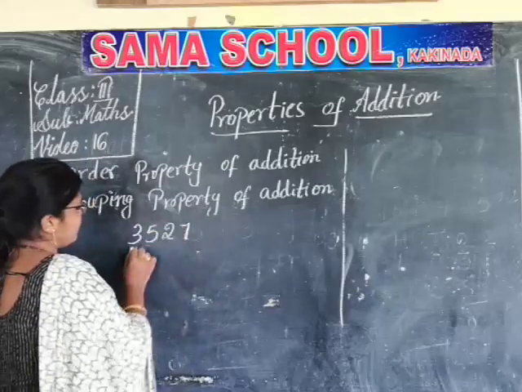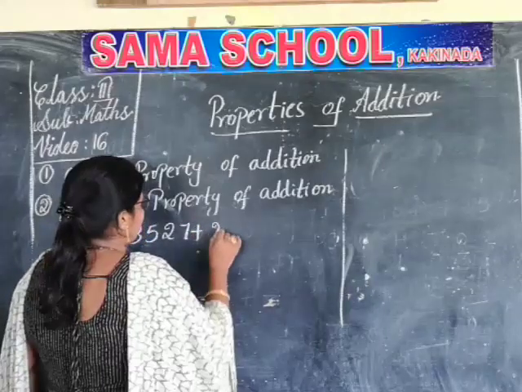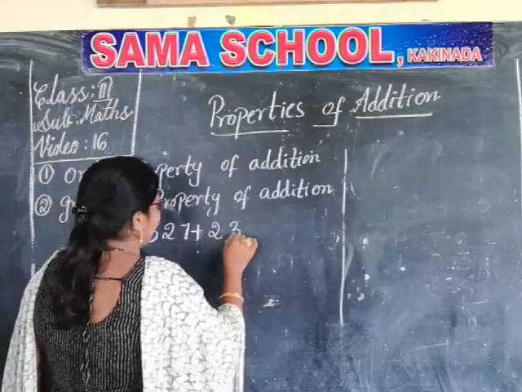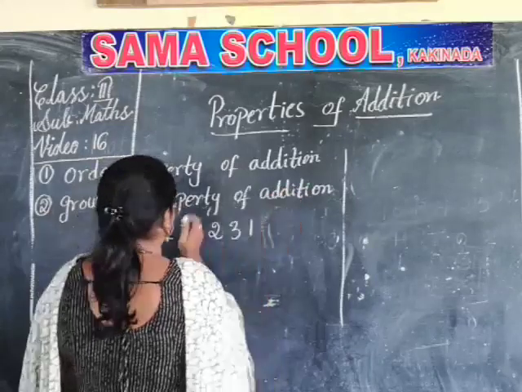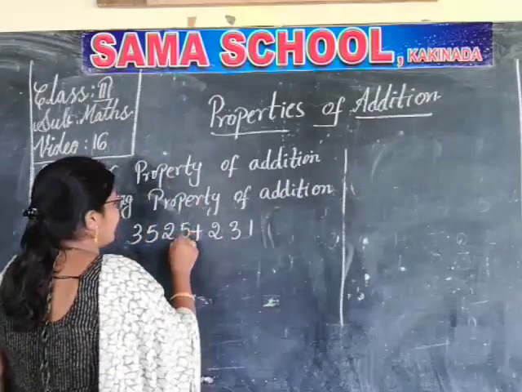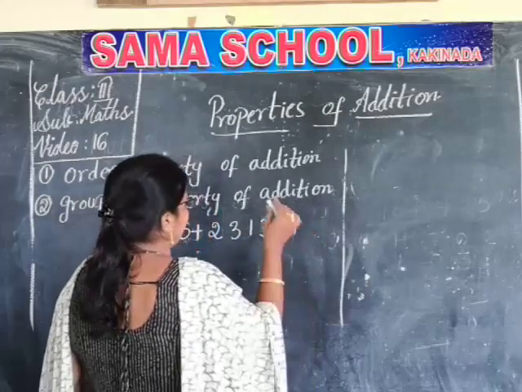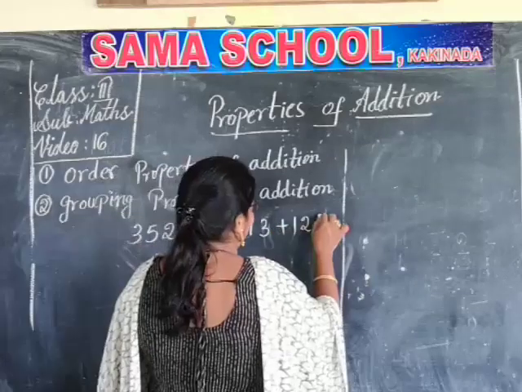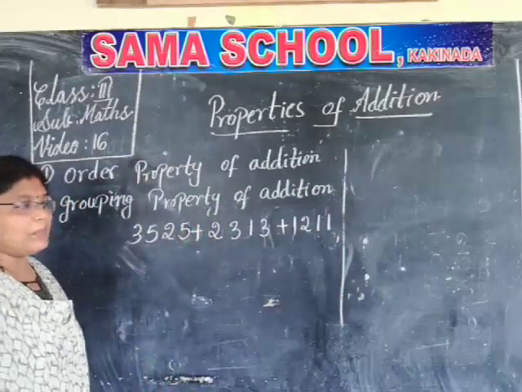3,527, 4,000 plus 2,314, 25 and 13 plus 1,211. Now add these 3 numbers.